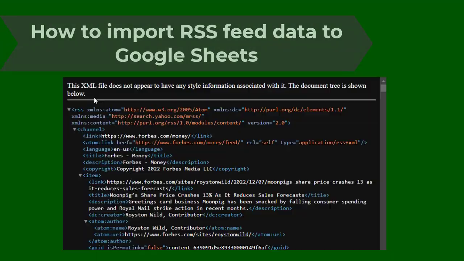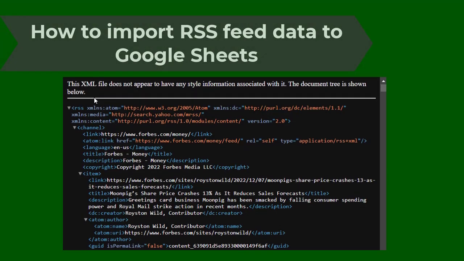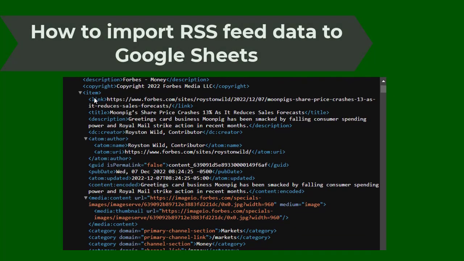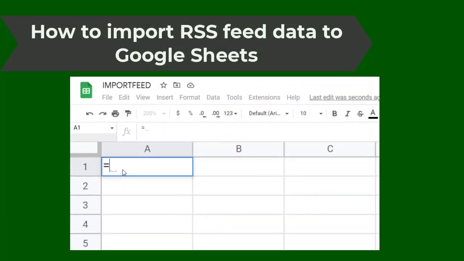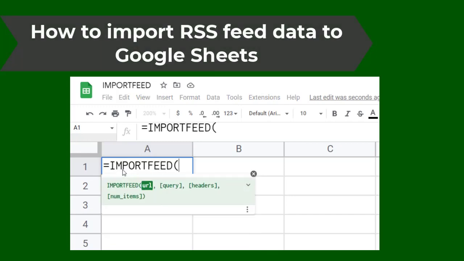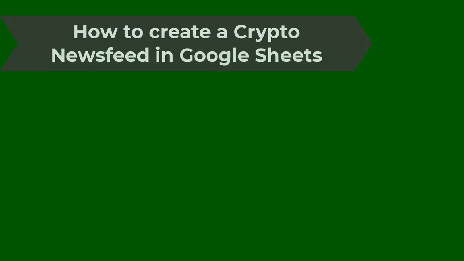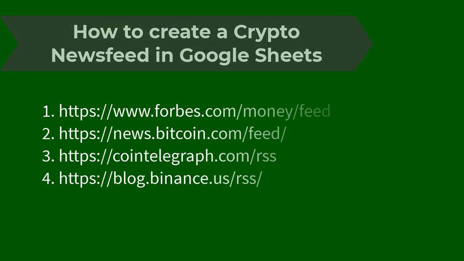The RSS feed is in XML format, and it is not created for humans. You need to have a feed reader to convert it to a human-readable format. In Google Sheets, you can use the ImportFeed function to import RSS feeds to tabular format. Now let's create the crypto newsfeed. I am going to use the RSS feed URLs on the screen to create the newsfeed.